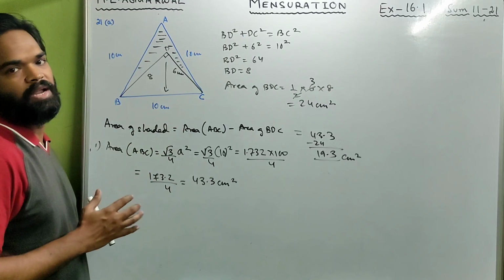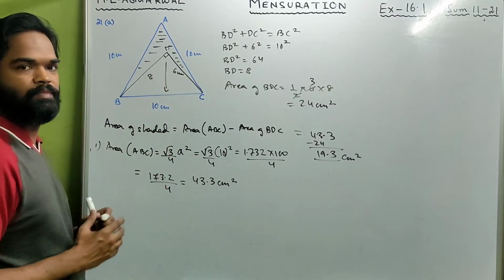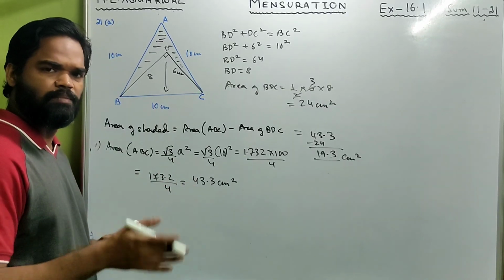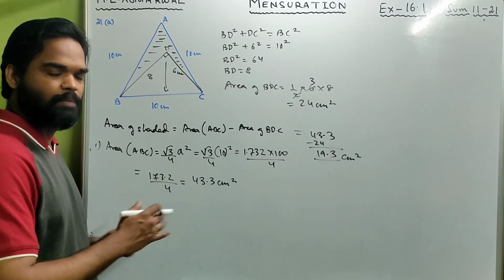Just find the area and subtract. Okay, and use Pythagoras theorem. So keep it till here. The next sum, I think they have already solved the sum. They've given the hint. So in this video, keep it till here.